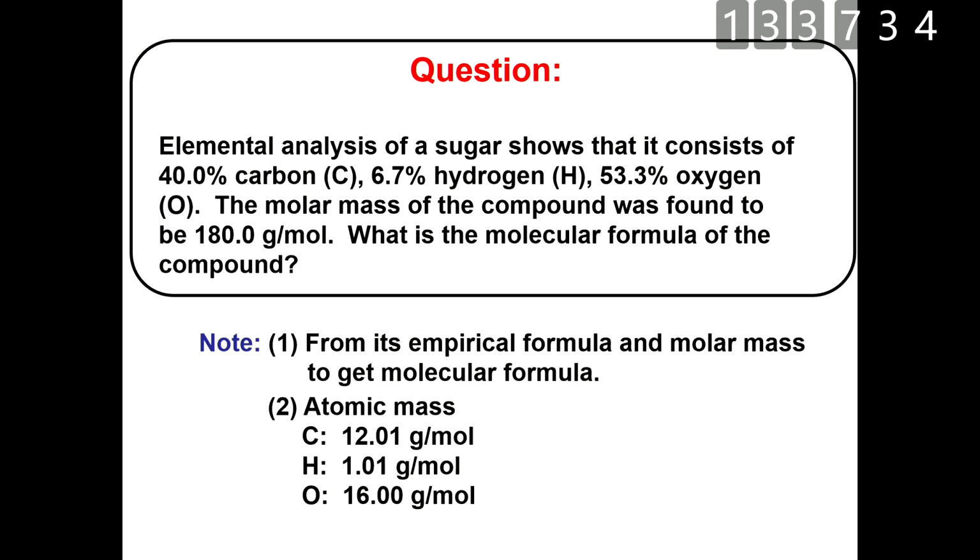After you get these mole numbers, how do we get the empirical formula from them? The smallest is 3.33, so we divide everything by the smallest one. 3.3 divided by 3.3 is 1, and the hydrogen is 2, the oxygen is 1. So what is the empirical formula? CH2O. Carbon is 1, right? Yeah.